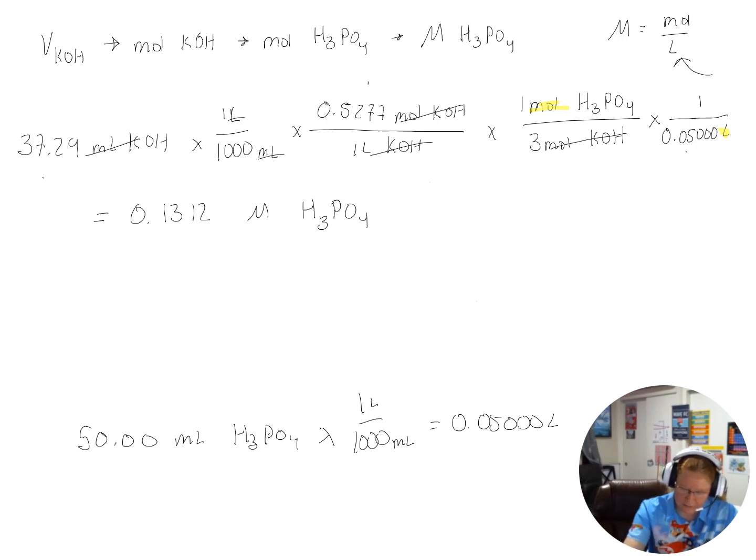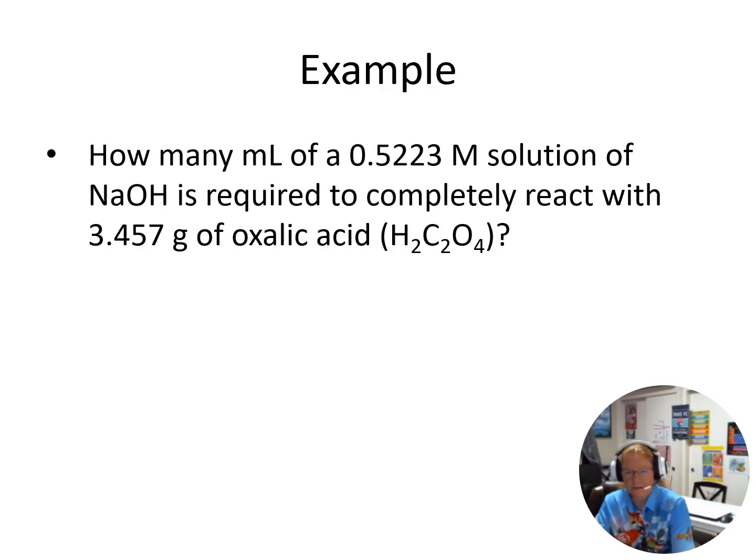All right, we can also do these when we start off with grams. So sometimes when we're doing these titrations, what we have to do is what is called a standardization, or sometimes we're just kind of getting a ballpark idea of how much of a solution we need. So in this case, we've weighed out some oxalic acid. We're going to dissolve it in water. And then we want to figure out, if I want to neutralize this oxalic acid, how many milliliters of the sodium hydroxide do I need in order to complete the reaction?